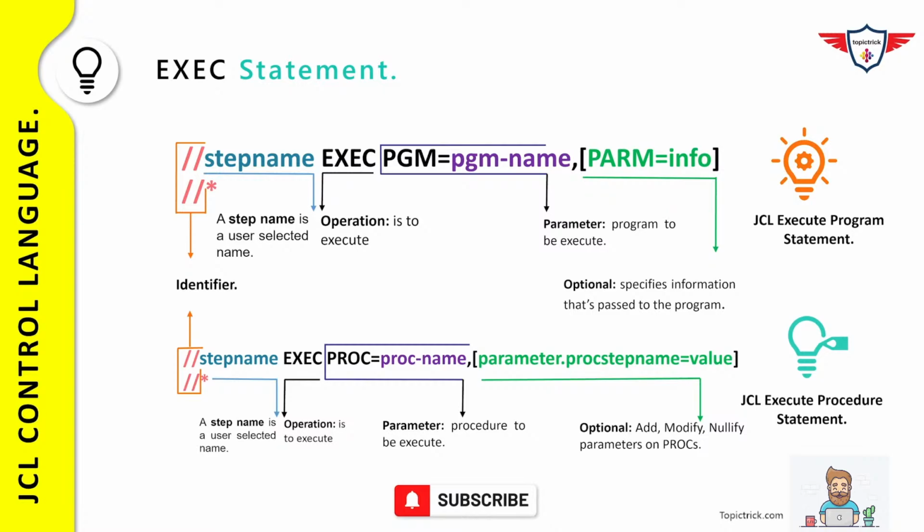And in case you want to override the value of any parameter which is defined in your proc, then you can use the parameter dot the proc step name followed by a value. In this way you can add, modify or nullify the parameters which are defined in your procedures or proc. And remember, PROC equals proc name is a positional parameter. It's not a keyword parameter, right?